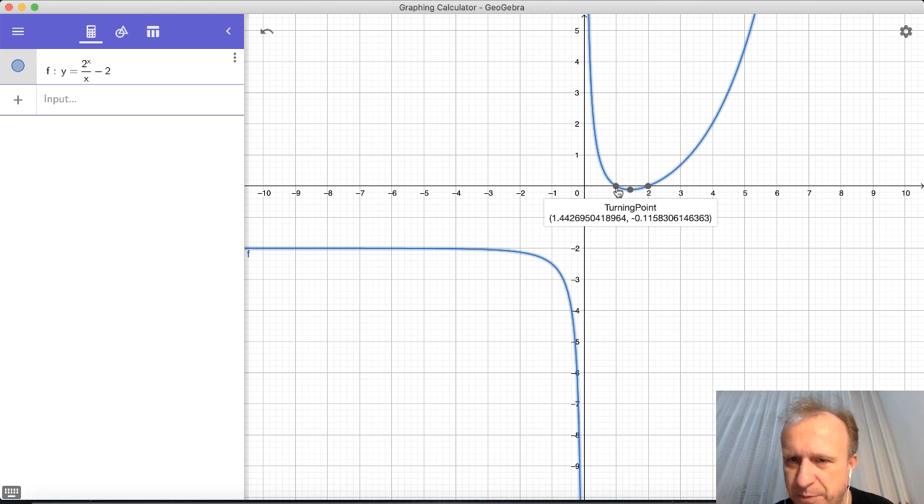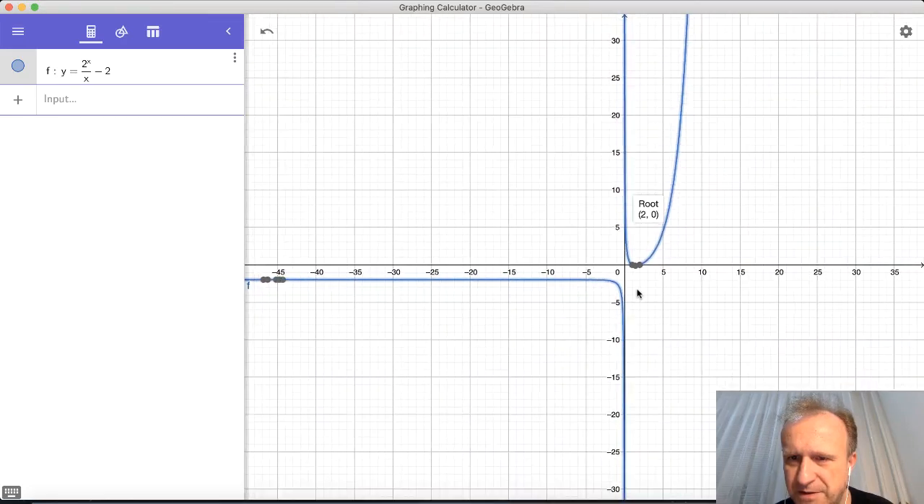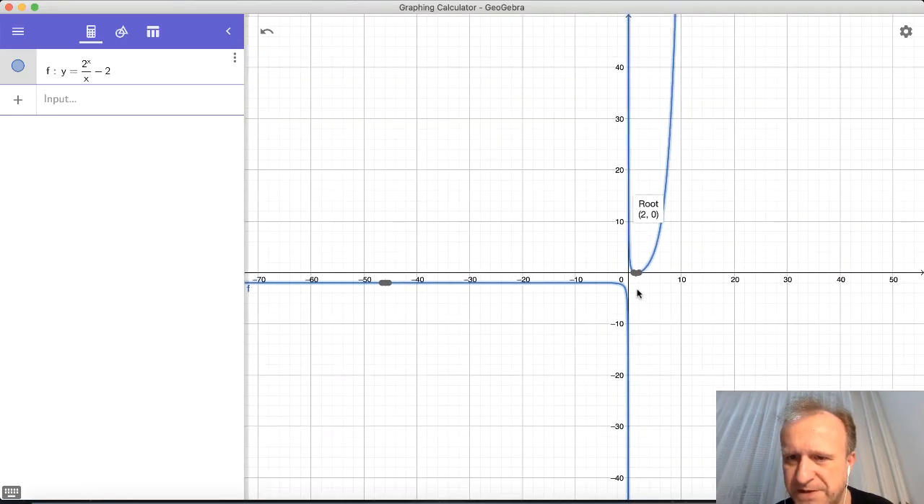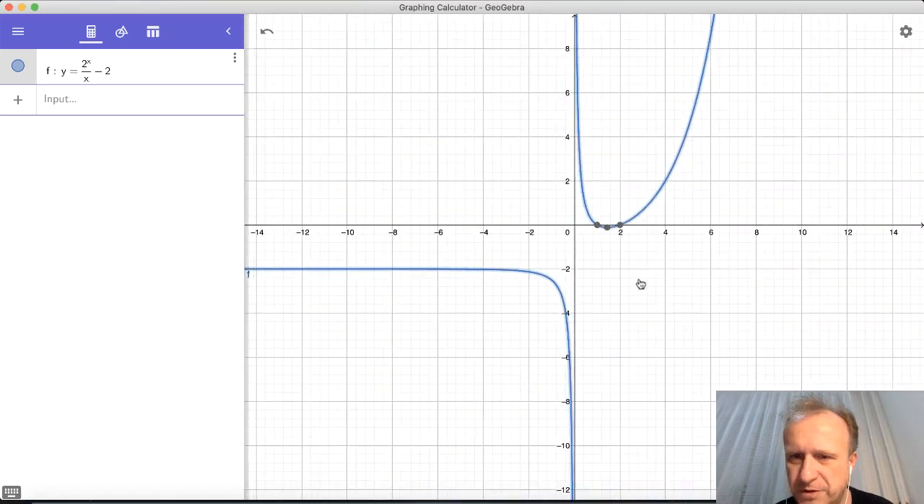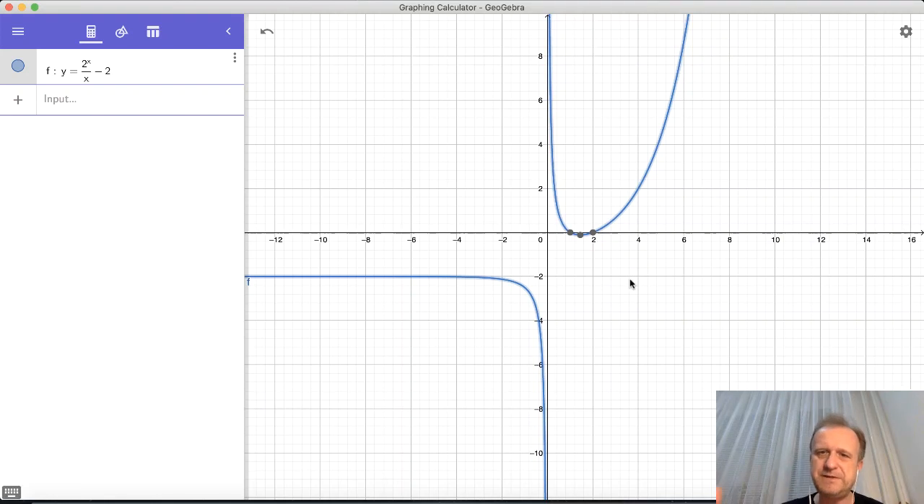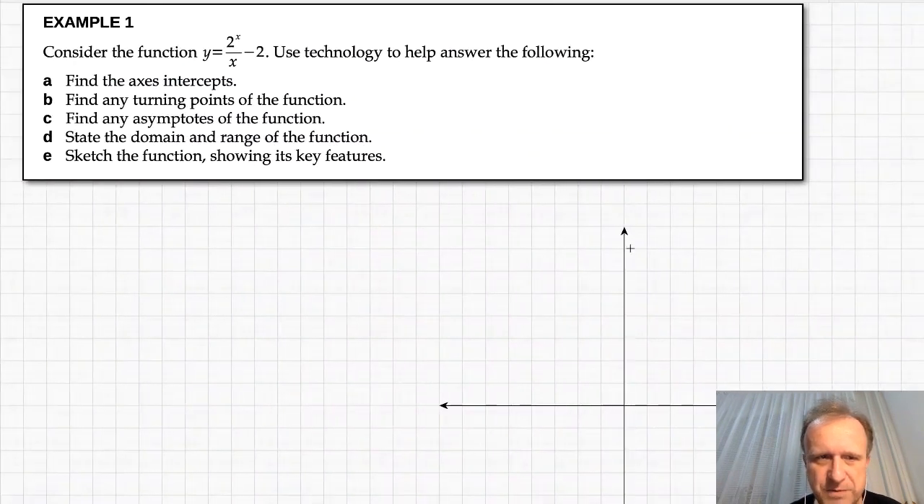Okay, now this point here is the root, or the x-axis intercept, and this one is also the root. I can zoom out to check whether there is nothing interesting outside of my scope. No, there is not, so I can go back to the original view, and this would just be it. I drew the graph of the function using the technology, and now what I need is to go back to the presentation and answer these questions in the exercise. So let me do it.